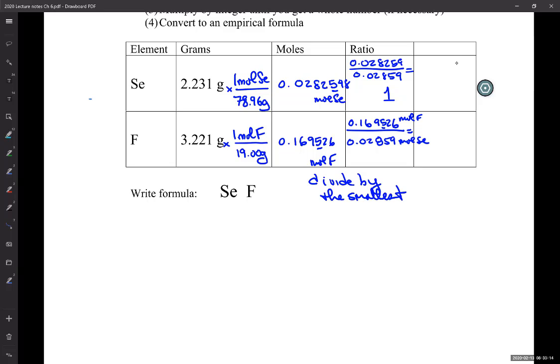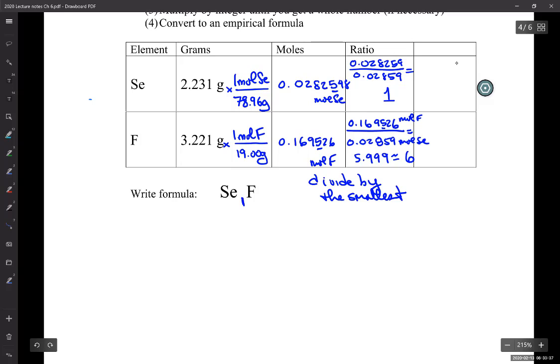Yeah, so you got 6, right? This comes out to be 5.999. So that's approximately 6. So what does that tell me the ratio is? It's 6 to 1. 6 fluorines for every selenium. So I could say there's 1 selenium and 6 fluorines. So the formula, when you write it, is just going to be SeF6. That's the empirical formula for that.